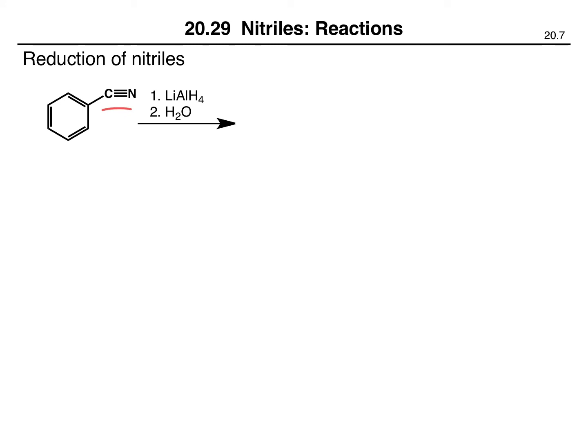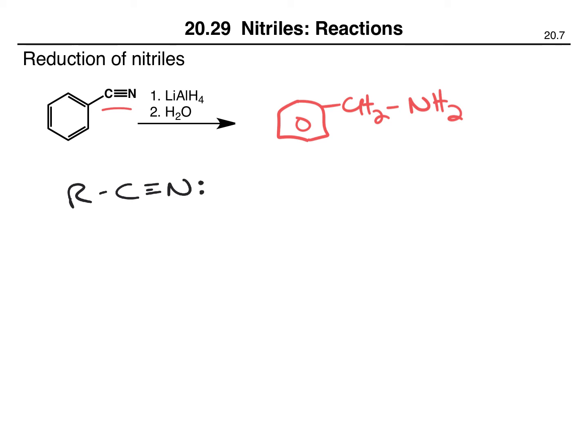Nitriles can be reduced with lithium aluminum hydride to give an amine. So 2 hydrogens are added to the carbon of the nitrile, and 2 hydrogens are added to the nitrogen of the nitrile. These 2 hydrogens both come from the lithium aluminum hydride reagent, and these 2 hydrogens both come from water. You are not responsible for the mechanism, but I'm just going to go over this in case you are curious.